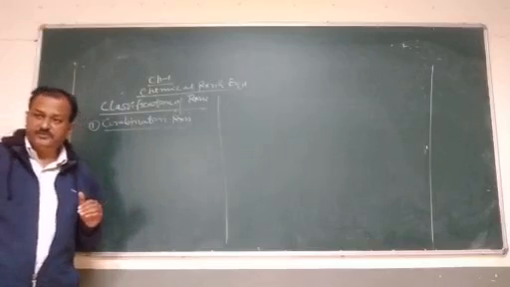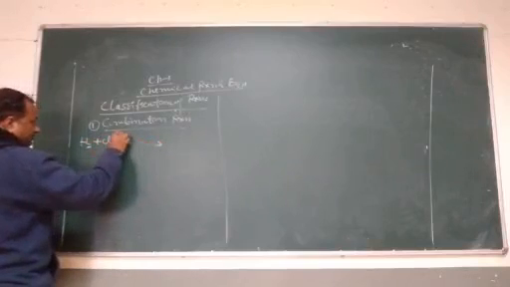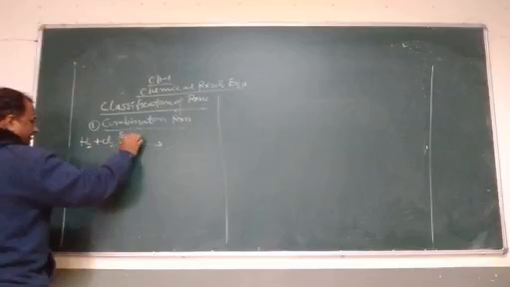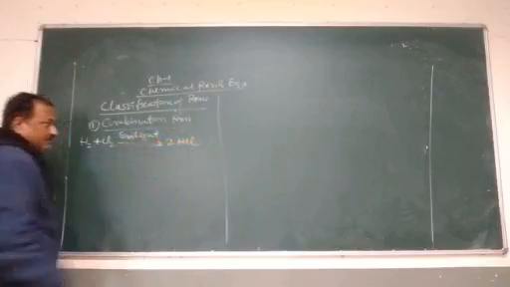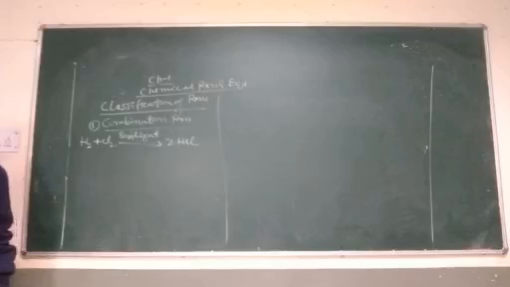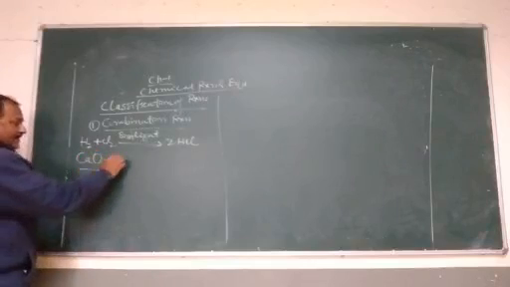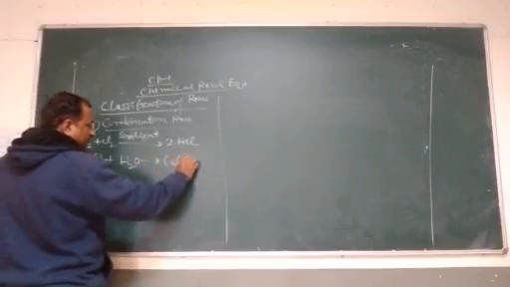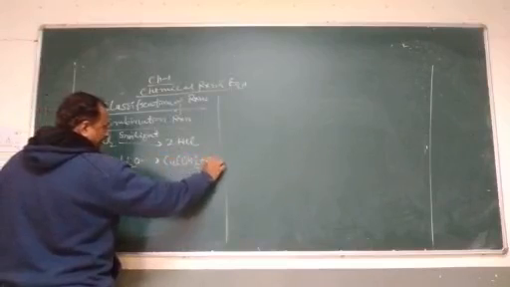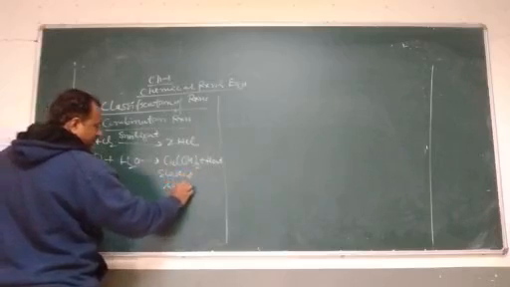Proper conditions have to be there, like H2 plus Cl2 in presence of sunlight gives HCl. Similarly, CaO, quicklime, when added to water, forms calcium hydroxide. This calcium hydroxide is called slaked lime.